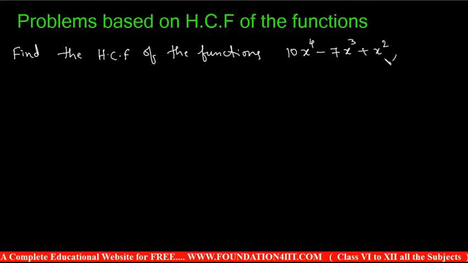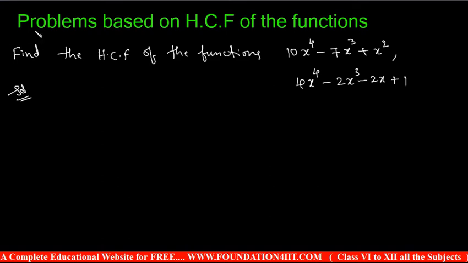This is one, and another one is 4x to the power 4 minus 2x cube minus 2x plus 1. So I'll explain this problem, how to find the highest common factor of both the functions. First of all, whenever a question is given, we need to check whether there is any common factor or not.